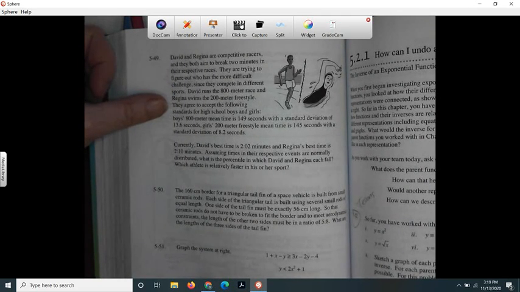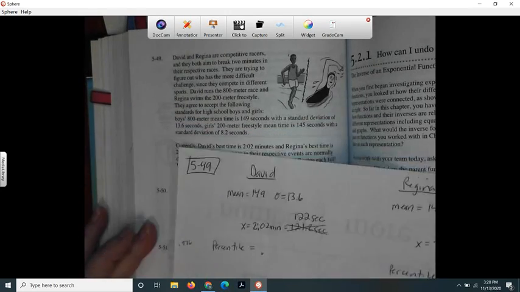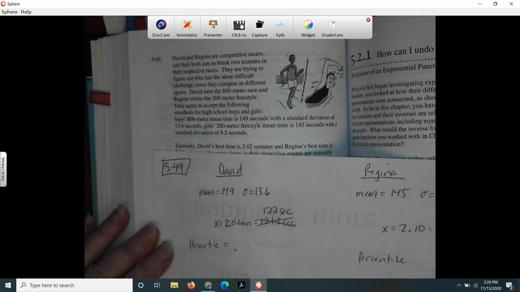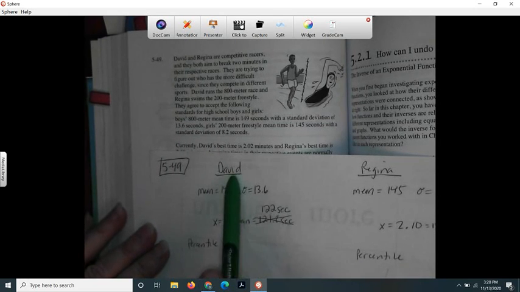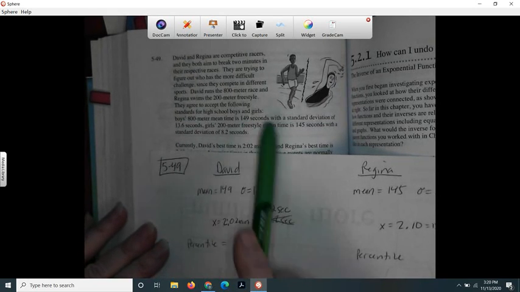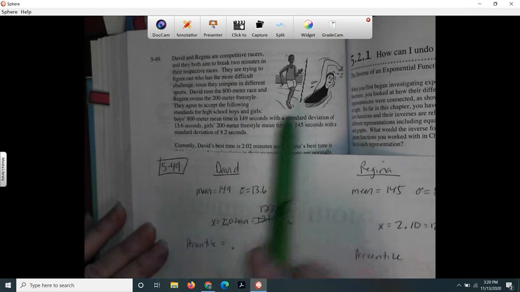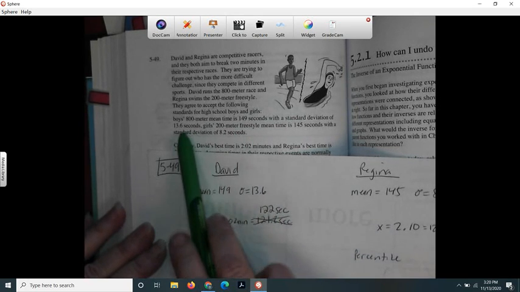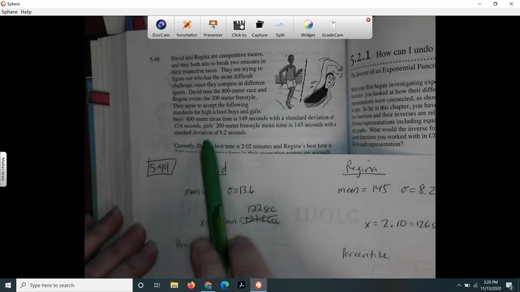They agree to accept the following standards for high school boys and girls. So I'm going to write some of this down. I actually have a little sketch here. For the boys, which is going to be David's race, the mean time is 149 seconds, and the standard deviation is 13.6. And for the girls, the mean is 145 with a standard deviation of 8.2.